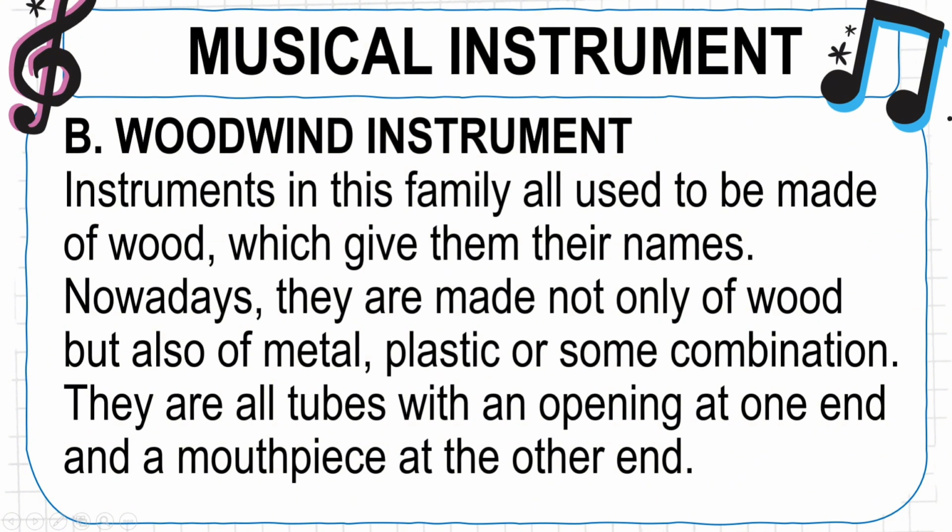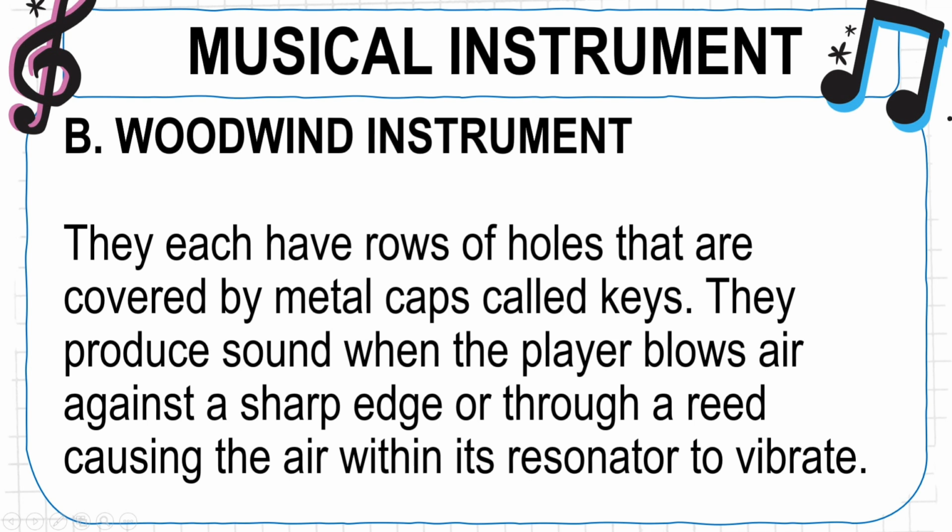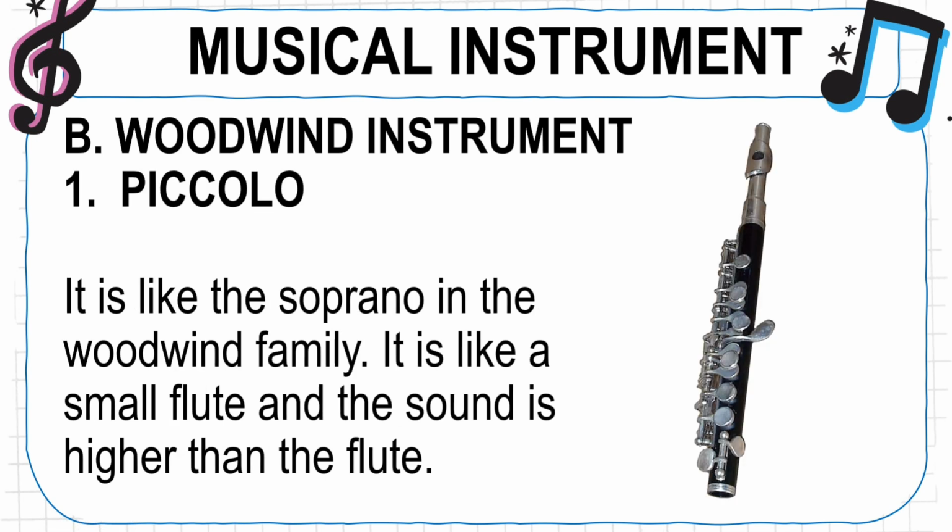They are all tubes with an opening at one end and a mouthpiece at the other end. They each have rows of holes that are covered by metal caps called keys. They produce sound when the player blows air against a sharp edge or through a reed, causing the air within its resonator to vibrate.